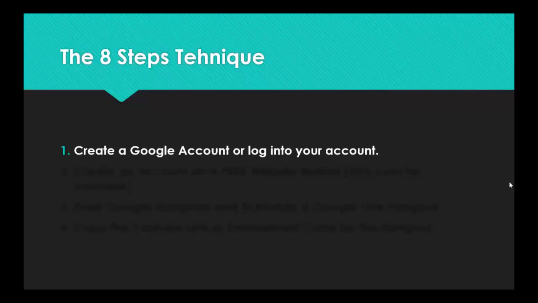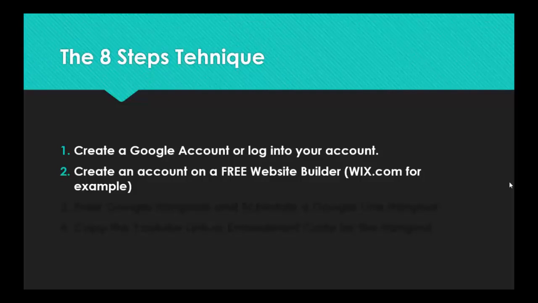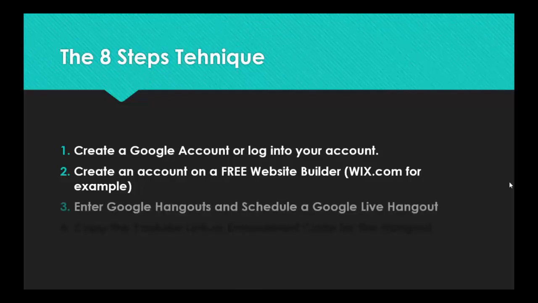So first of all, you need to create a Google account or log into your actual account if you have one. If you already have a Google account, you probably know already that you also have a YouTube account. You also have access to Google Drive and all the apps that Google has at our disposal for using, okay? Then you need to create an account on a free website builder, and an example for that is wix.com, and I will show you exactly in a future video how to use that.